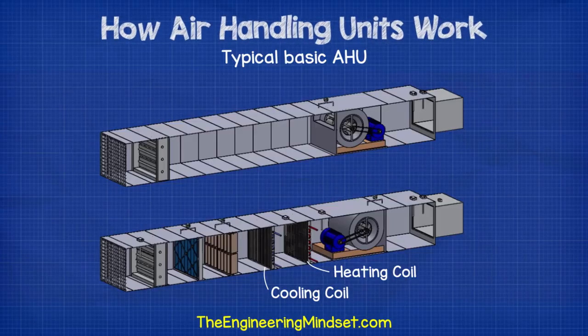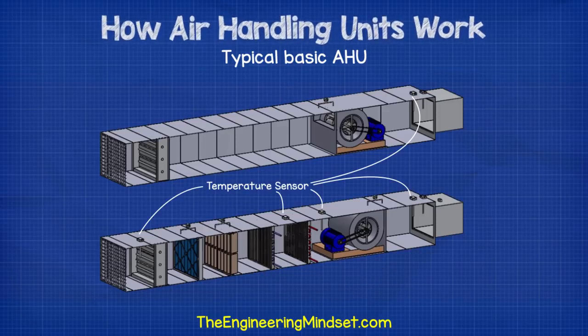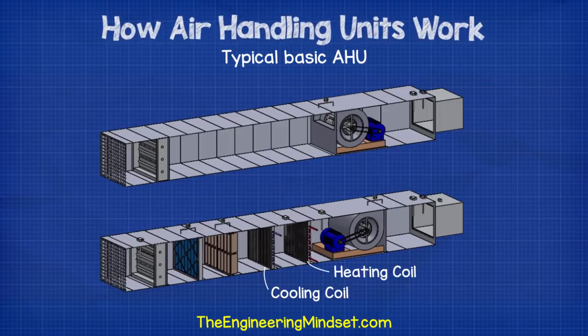The next thing we'll find are the cooling and heating coils. These are there to cool or heat the air. The air temperature of the supply air is measured as it leaves the AHU. This needs to be at a designed temperature to keep the people inside the building comfortable. This design temperature is called the set point.